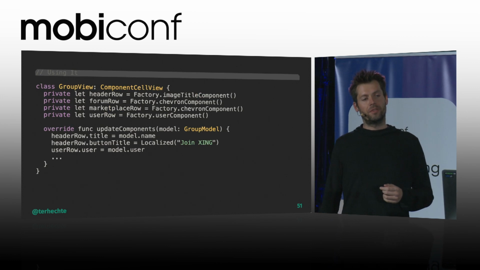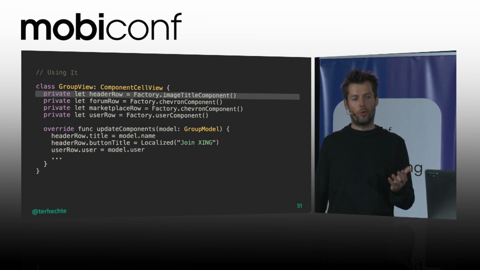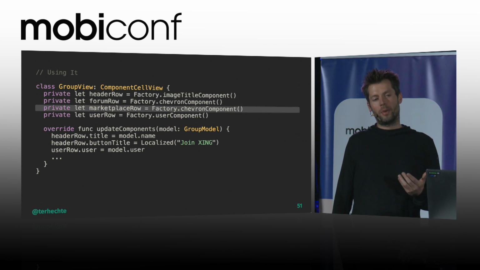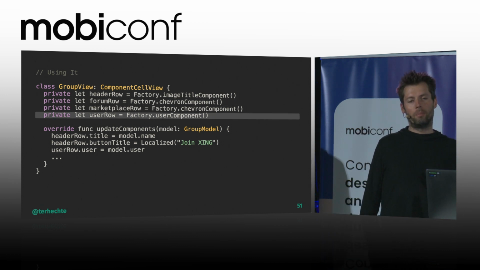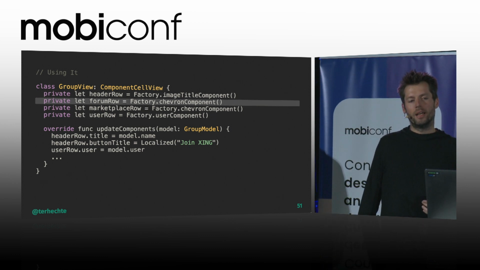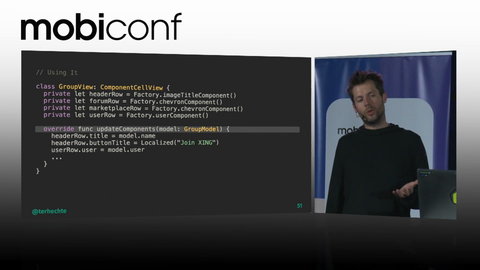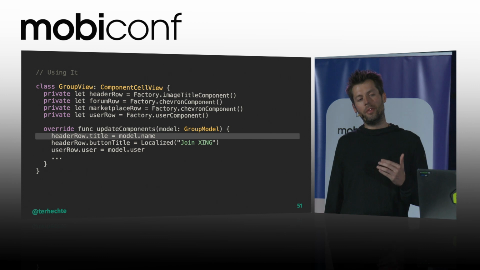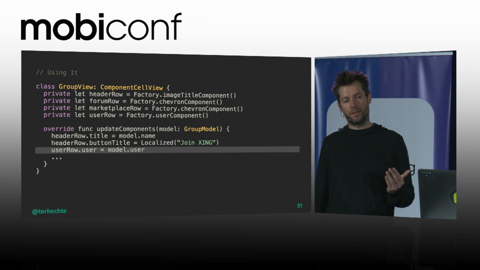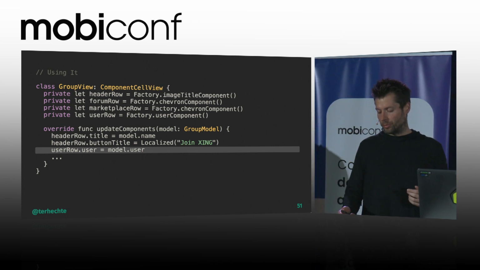The way you do that is, here we have the group view that we saw earlier. We have a header row, the row that displays the image and so on and the button. Then we have a forum row, a marketplace row, and a row for a user. These are different components, such as user component, chevron component, and so on. Then there's one function that's called whenever the model changes. Whenever the model changes, we get a new model, and we apply that model internally to the various components that we designed and put here. This makes sure that whenever the model changes, the data in the screen is up to date.